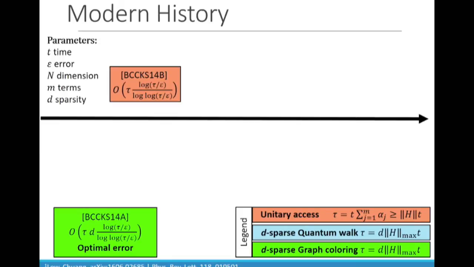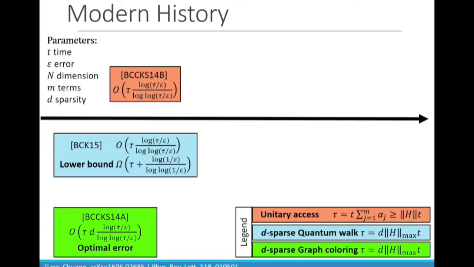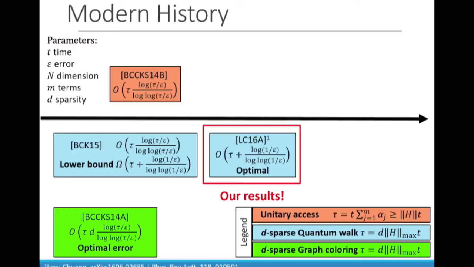This was similarly generalized to the unitary access model. And more recently, they had a paper achieving nearly optimal dependence on all parameters. There, they achieve a scaling that's the product of time and something that's basically logarithmic in error. So this is just a multiplicative factor away from the lower bound, which they also proved in that paper. So last year, we finally managed to close the gap between upper and lower bounds.